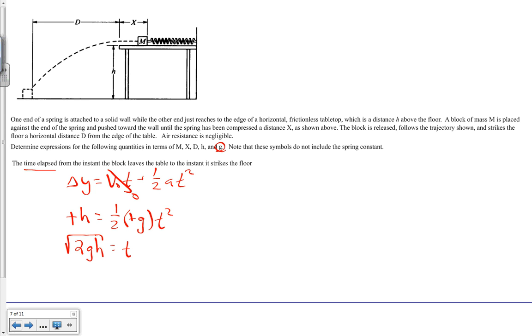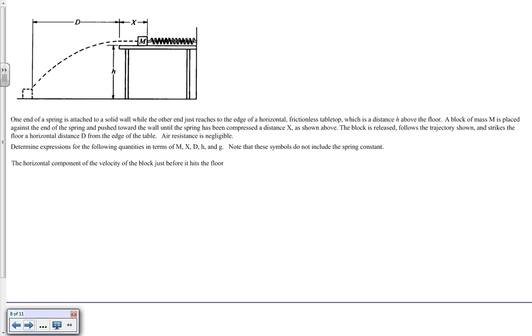Two h over g. Yeah, that would have been problematic later on. I think the answer here is attractive in the end, so we'll see. So that's the time. Keep that in mind over here. Root 2h.